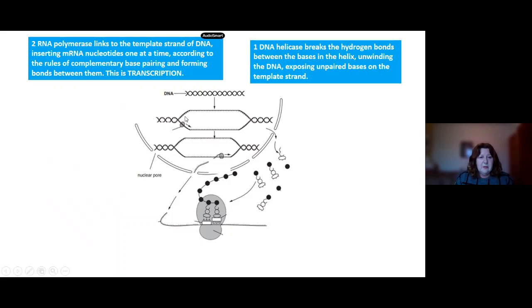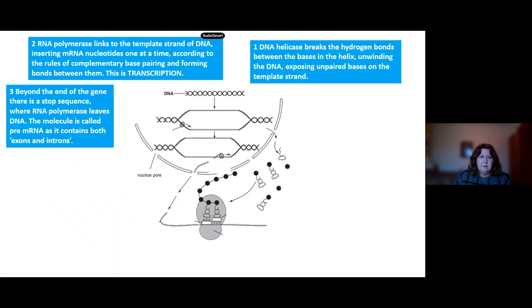So here we've got a second enzyme, shown by this little circle. What happens is that it links to these exposed bases, and this part of the DNA is now called the template strand. It will move across this exposed part of the DNA molecule, and complementary nucleotides will be assembled one at a time according to the rules of complementary base pairing that I'll talk about in a little bit. Bonds will be formed between the sugar phosphate backbone and messenger RNA will be formed, and this is called transcription. So that is the basic idea behind transcription.